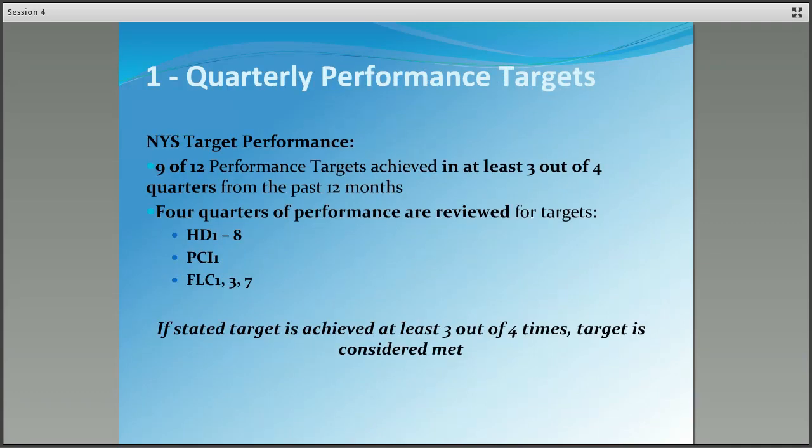Okay, to measure this indicator, the New York State Quarterly Performance Target one, we run the quarterly performance targets for 4 quarters reports. We look at each of the performance targets indicated on the screen, that is, all of the health and development ones, the first parent-child interaction, that is breastfeeding, and 3 in the family life course targets, which are employment, TANF, and referrals for needed services. The expectation is that 9 of those 12 performance targets from the past year are achieved in at least 3 of the 4 quarters.